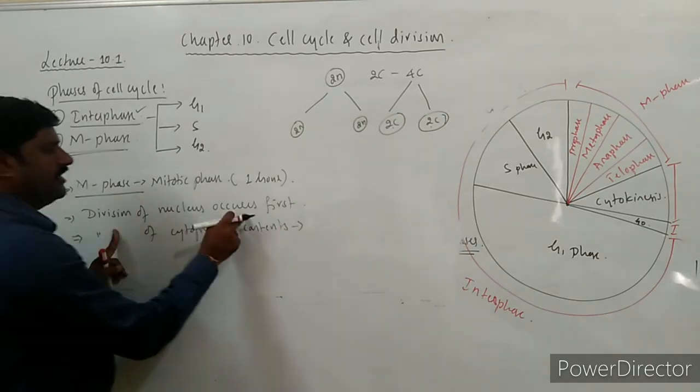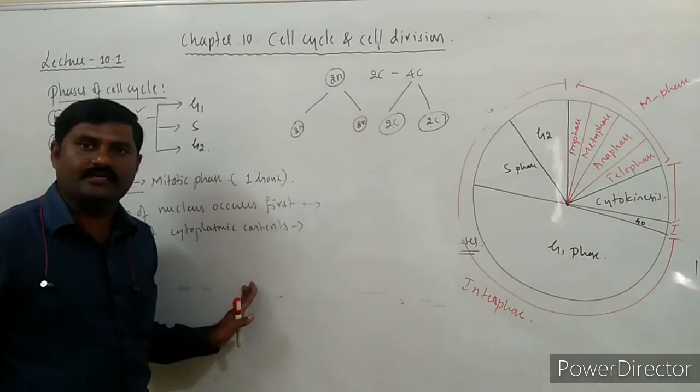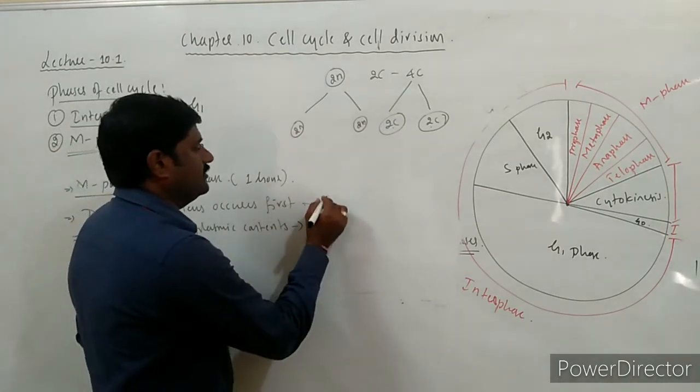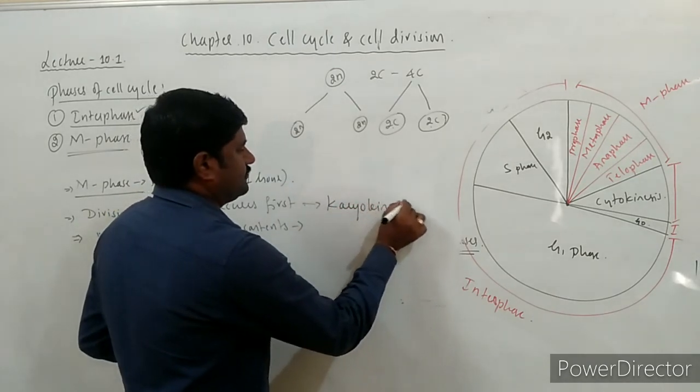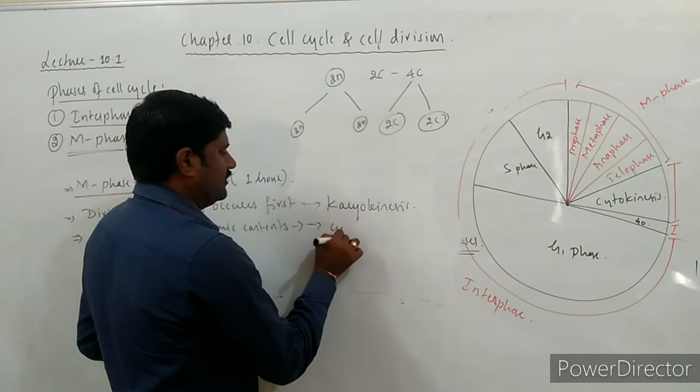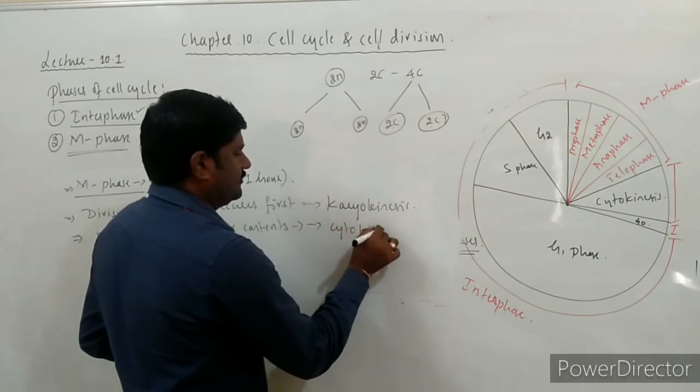The division of the nucleus occurs first, and the division of the nucleus is called karyokinesis, and this is called cytokinesis.